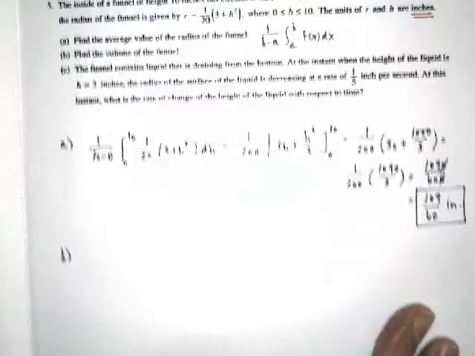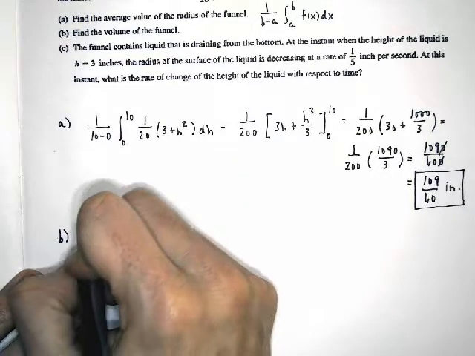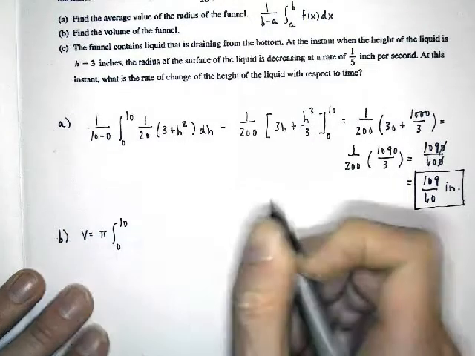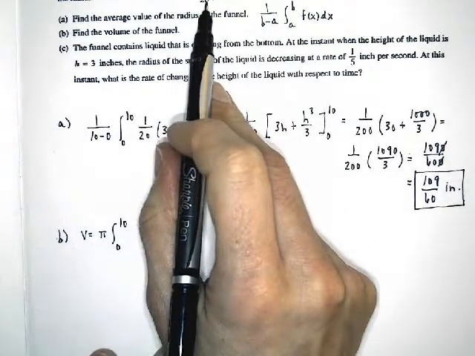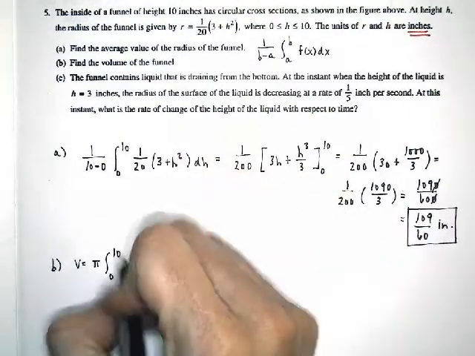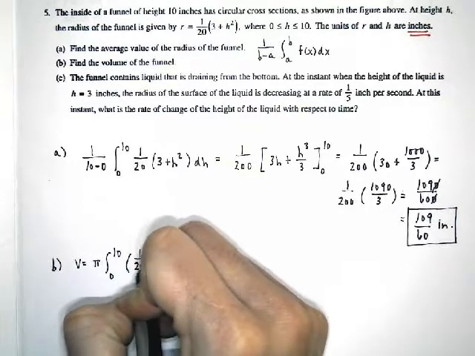So my volume is just going to be pi times the integral from 0 to 10. Now remember, I have to square my whole radius, so I keep pointing to it and you can't see that. I have to square the whole radius, so we have to make sure that we square that 1/20th as well.